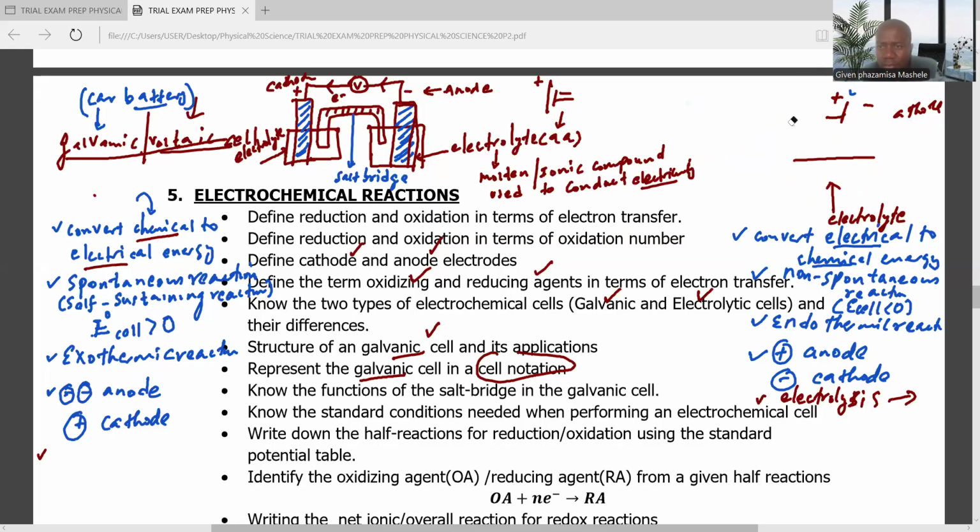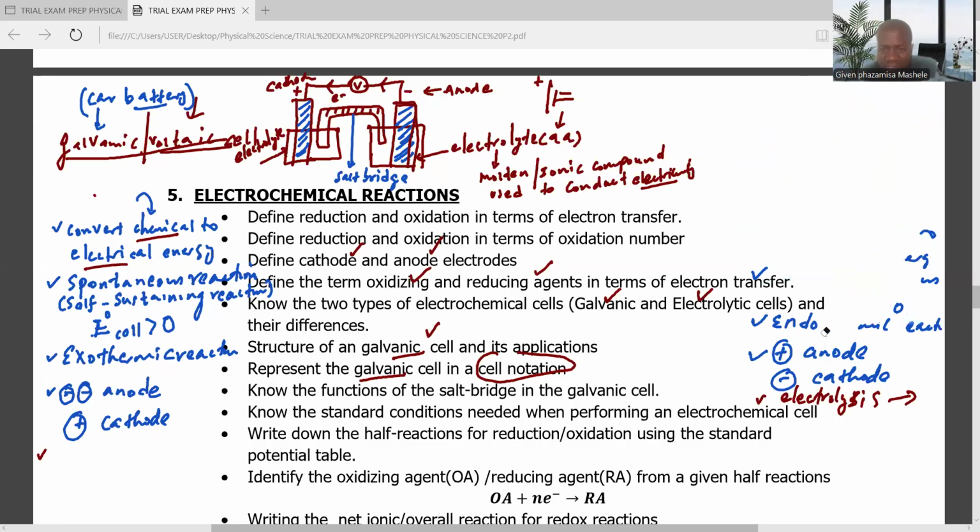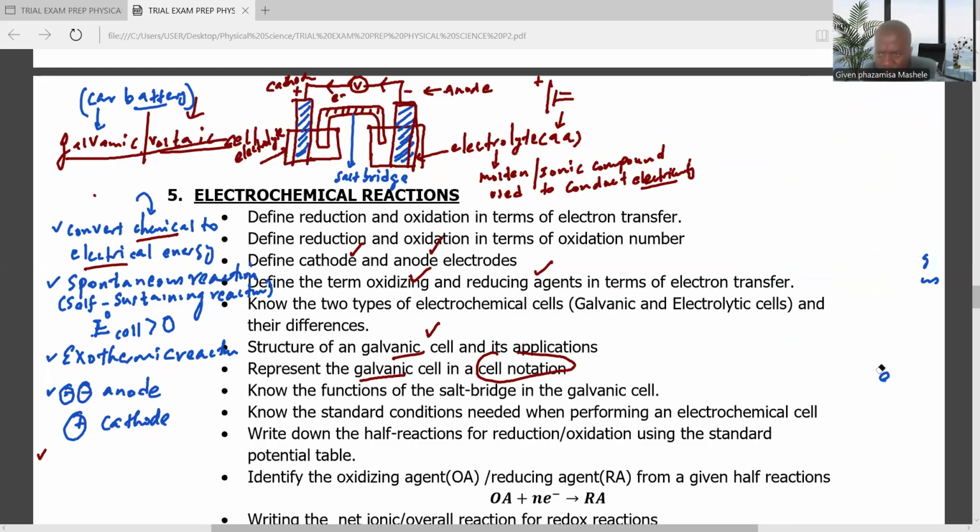Right. When you want to represent a galvanic cell using a cell notation, you need to do the following. There is a principle, or a system, that I was using to remember how to draw the cell notation. Remember, cell notation applies to a galvanic cell only. When they say to you, draw or write down the cell notation, this is what you should do. Remember this.